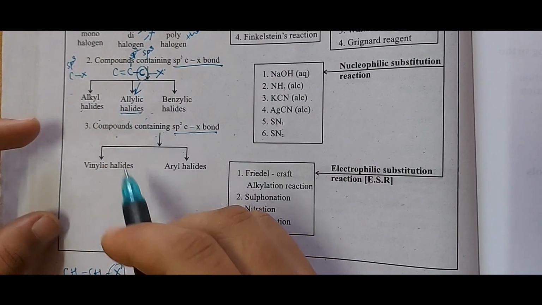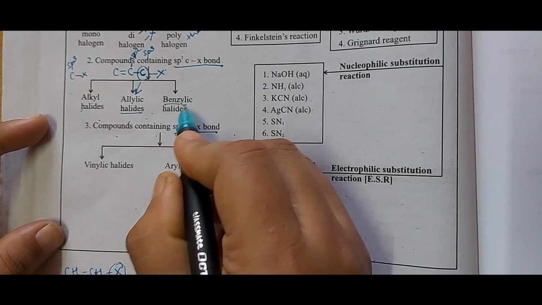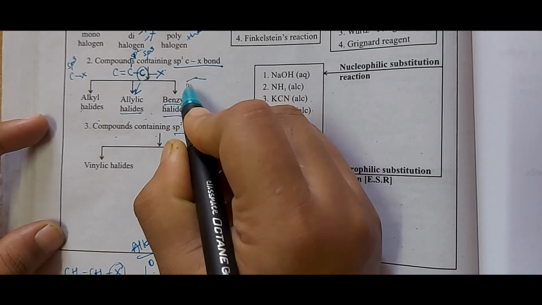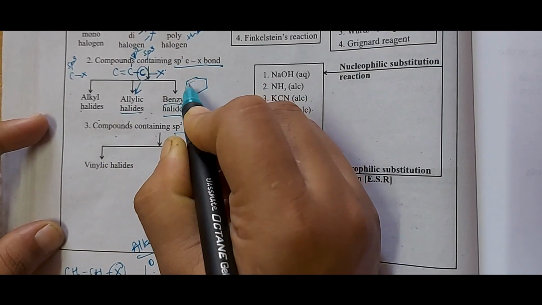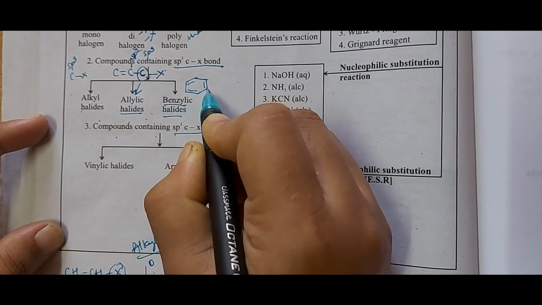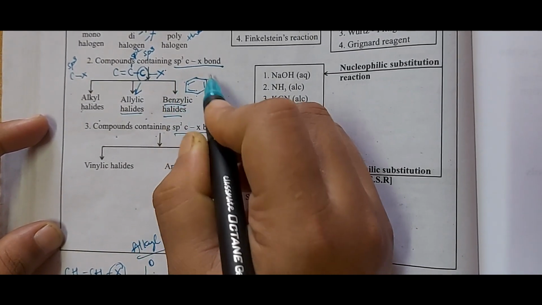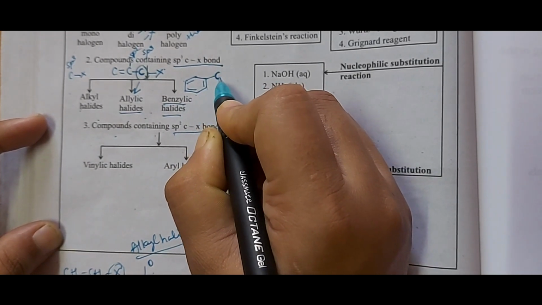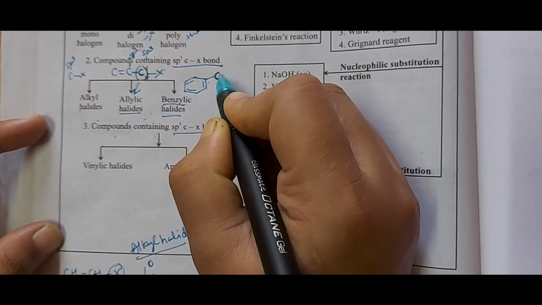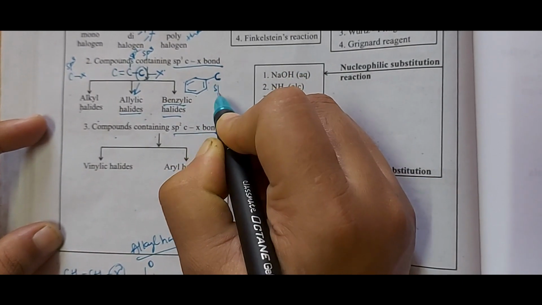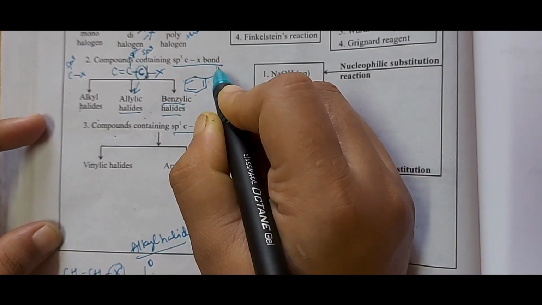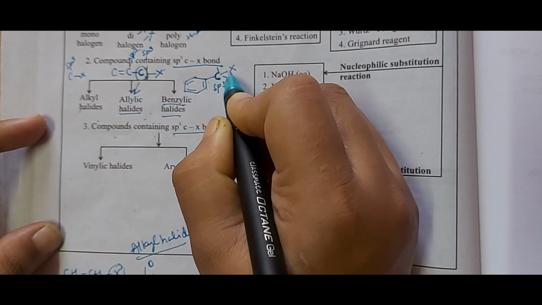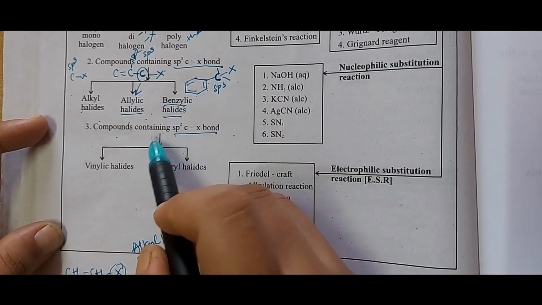Next is benzylic halide. In a benzene ring, we know that all the carbon atoms are sp2 hybridized. They are equivalent. Now to this, if you attach a carbon atom which is sp3 hybridized, and to that sp3 hybridized carbon atom a halogen is bonded, we call it a benzylic halide.